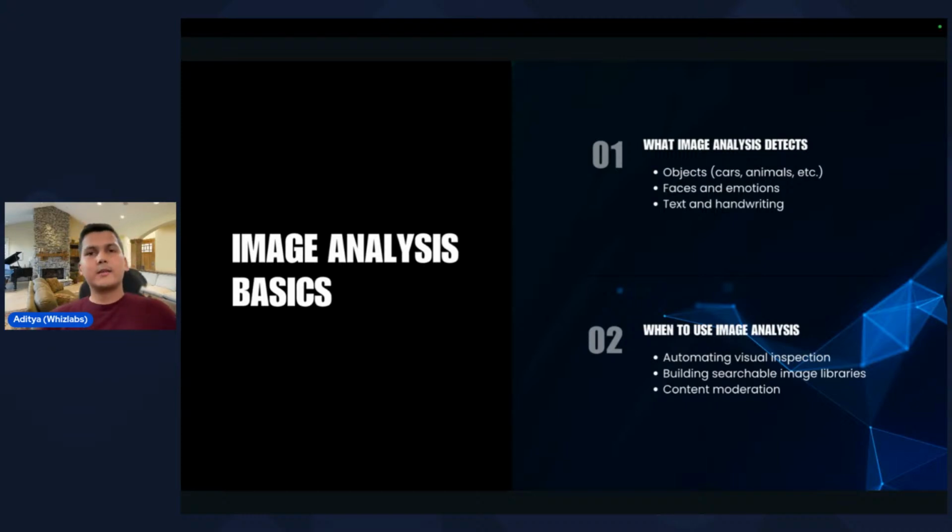This can also detect text and handwriting. Let's say you have a typed PDF document, it can detect that as well. If you have a handwritten document, it can detect that as well. When to use image analysis, it's up to you. There are many use cases. Here are a few I have mentioned: automating visual interpretations, building searchable image libraries, and content moderation, right? These are some of the use cases where you can use your computer vision or AI vision, right?